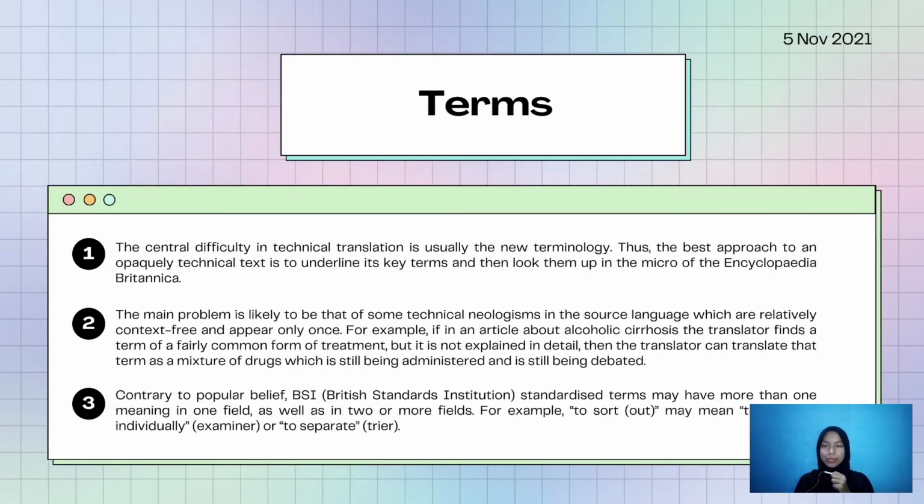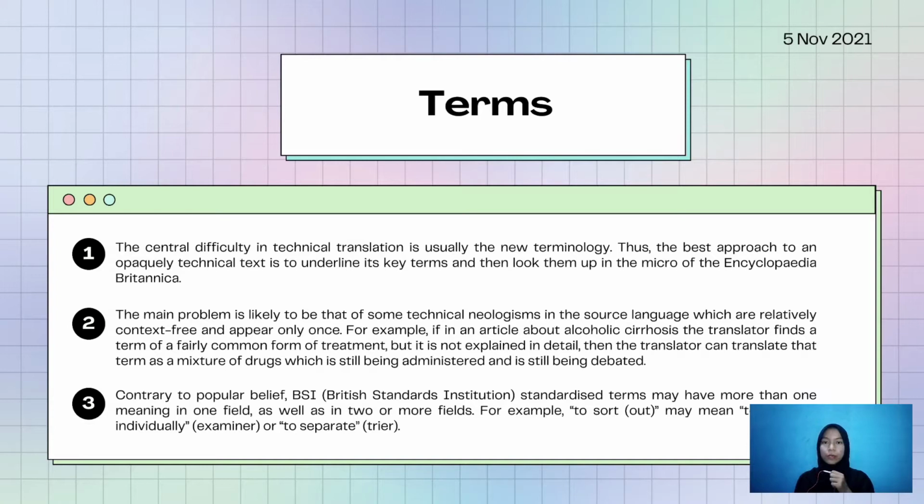Terms. The central difficulty in technical translation is usually the new terminology. Thus, the best approach to an opaquely technical text is to underline its key terms and then look them up in the micro of the Encyclopedia Britannica.